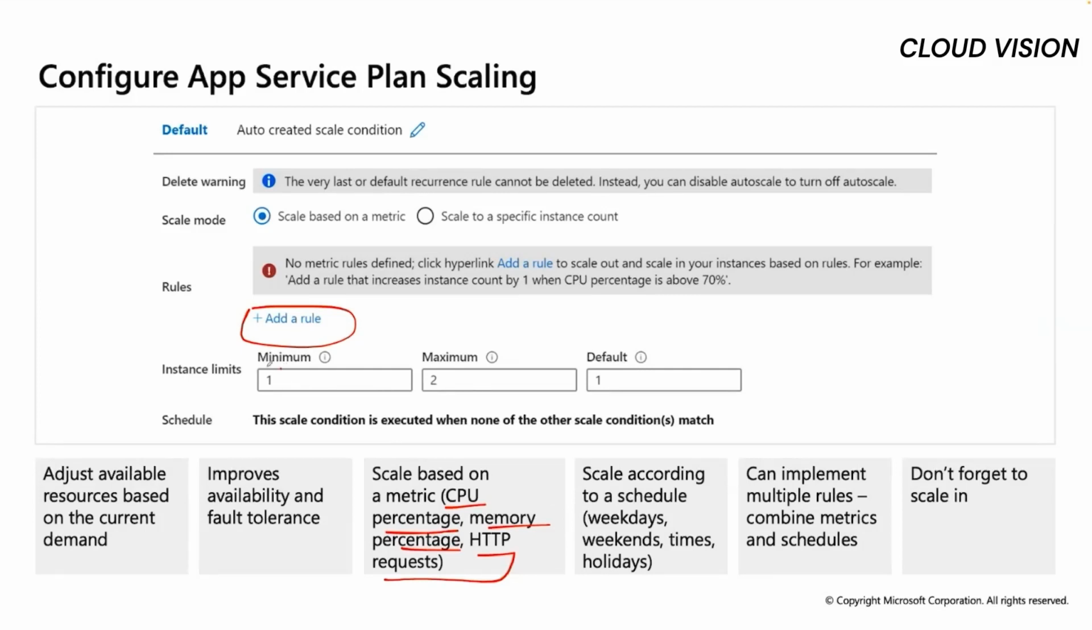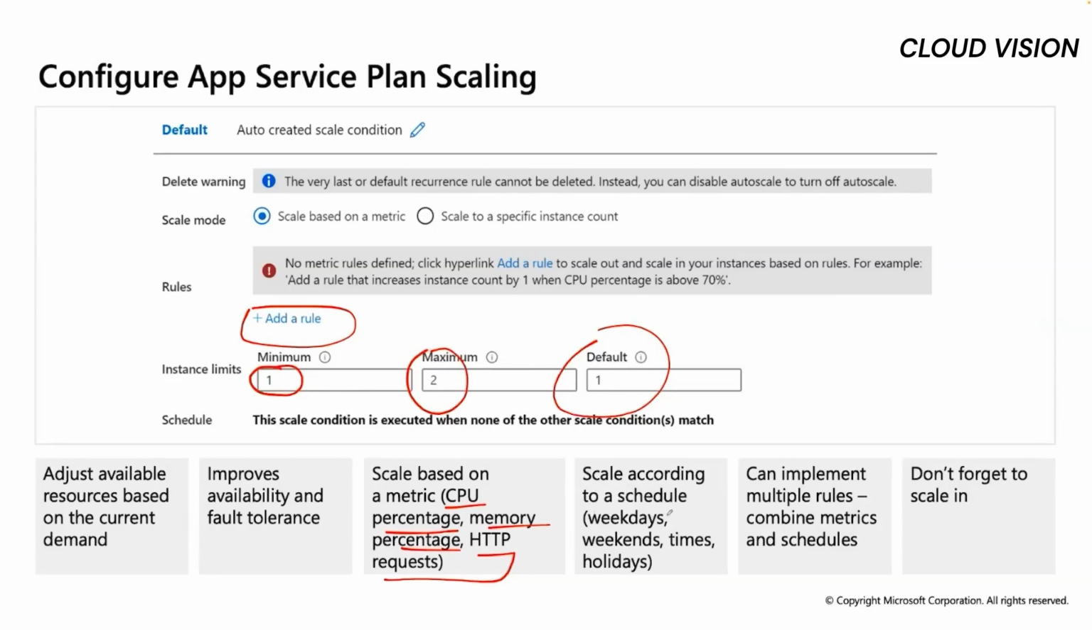For the instance scaling limit, you start with a minimum of 1, you can have more, and then you define the maximum number so it doesn't overrun too much and doesn't give you surprises in terms of cost. And what is the default one? Those definitions you can put in there.